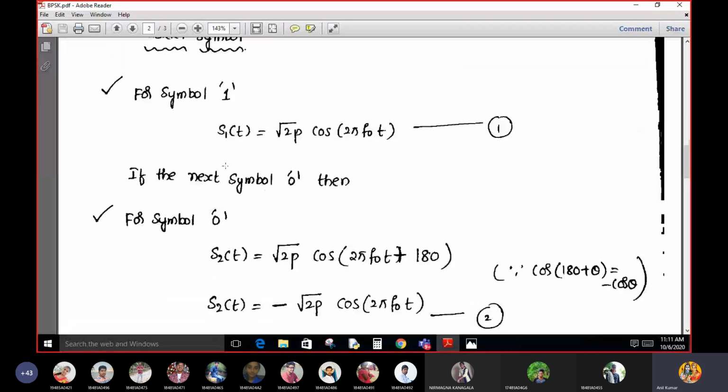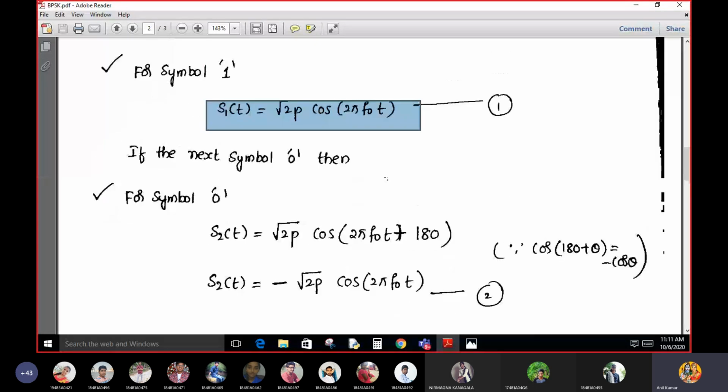You know that for symbol 1 this is the equation, and for symbol 0 there is another. If it goes from 1 to 0 or from 0 to 1, as I already told you, there will be a 180 degrees phase shift.